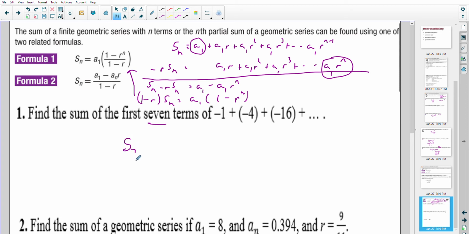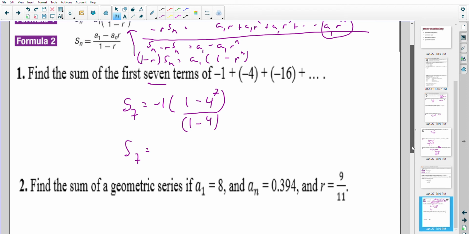The sum of the first 7 terms equals the first term, 1 minus. Now I have to remember, what am I multiplying by? I'm multiplying by 4. So it's 4, and n is 7. And then I want to divide by 1 minus 4. So to do this, I would figure out what this is, divided by 1 minus 4, or negative 3, and then multiply by negative 1 to get my s sub 7. So that's just order of operations after that point.